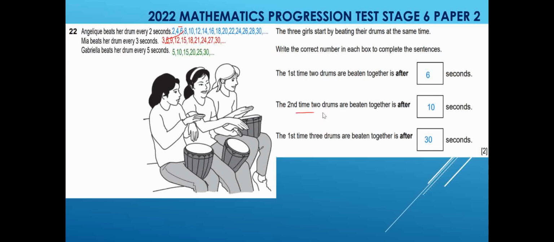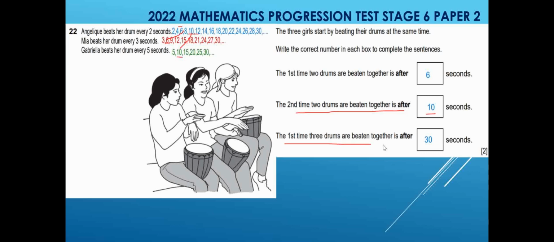And the second time two drums are beaten together is after 6, then 8, there's no common, 9, no common. You see 10, there is common in here and here. So it will be 10 seconds.